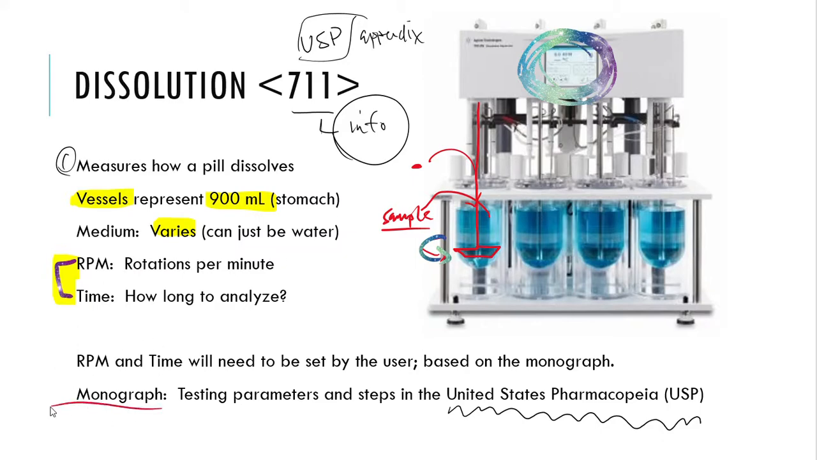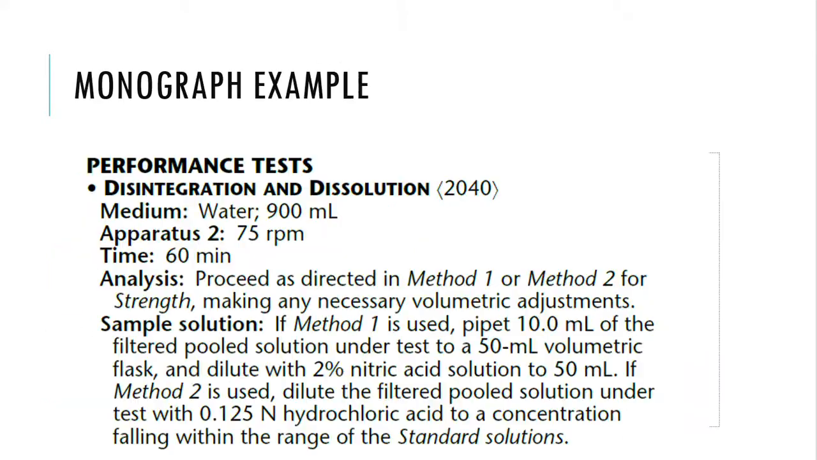Next, this monograph. I keep referring to the monograph, the USP. The USP is loaded with monographs. So if you've not taken our 115 quality control course yet, and this is something that you'll see much later on, a monograph is just basically testing parameters. It is just a lab experiment. That's all that it is. And it's telling you the procedure and it's telling you the settings that you need in order to do your job. So for instance, let me show you an example of a monograph excerpt from the USP, and this is what it looks like.